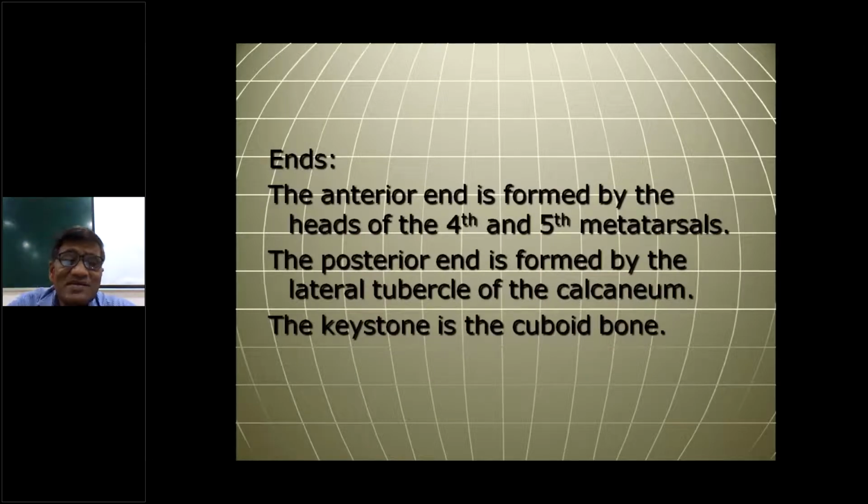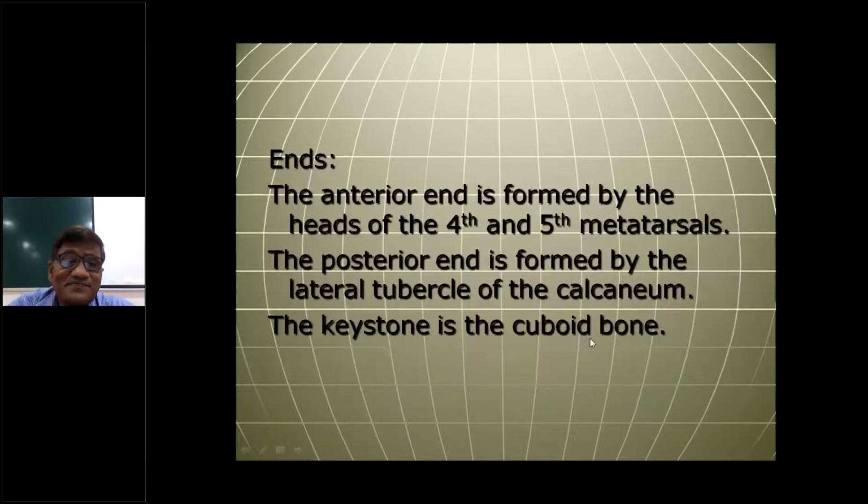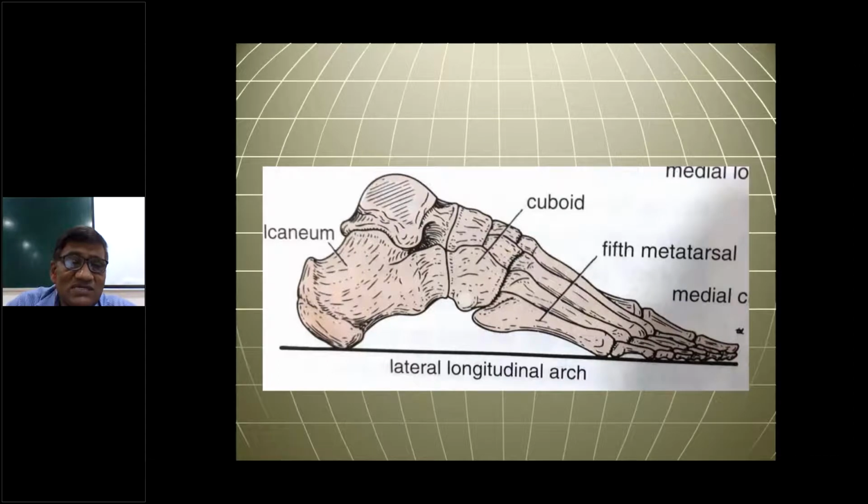So the anterior end is formed by these two metatarsals, because the middle three form the anterior end of the middle arch. So the anterior end of the lateral arch is formed by the heads of the fourth and fifth metatarsals. The posterior end is formed by the lateral tubercle of the calcaneum. Previously, we have seen the medial tubercle forms the posterior end of the middle arch. So now the lateral tubercle forms the posterior end of the lateral arch.